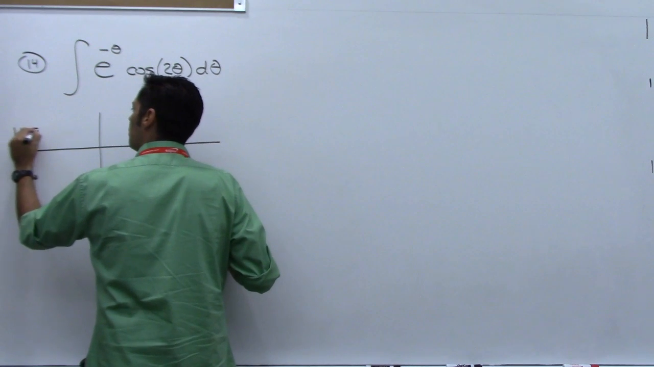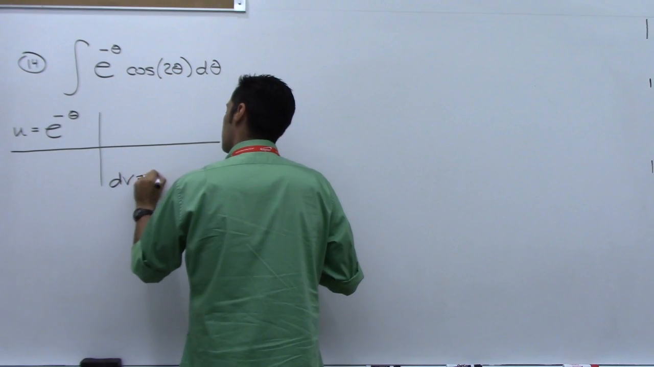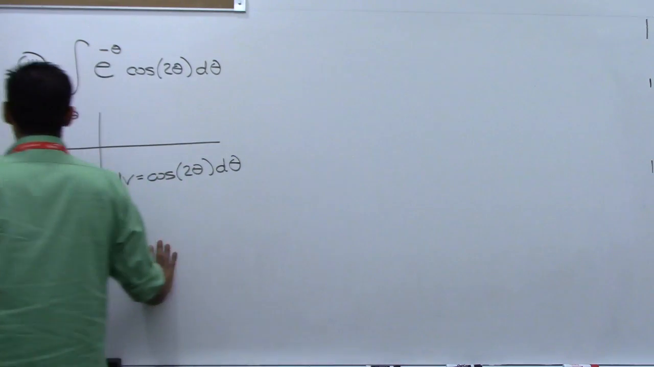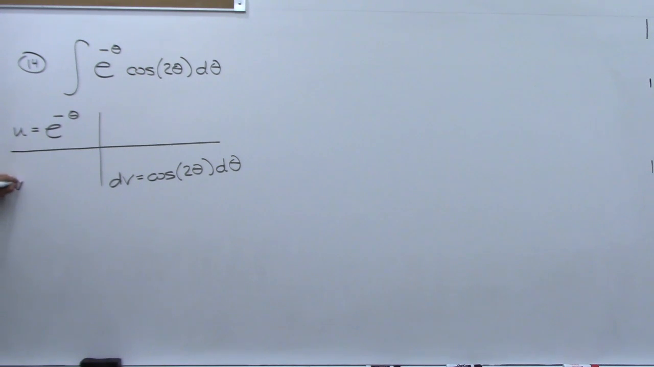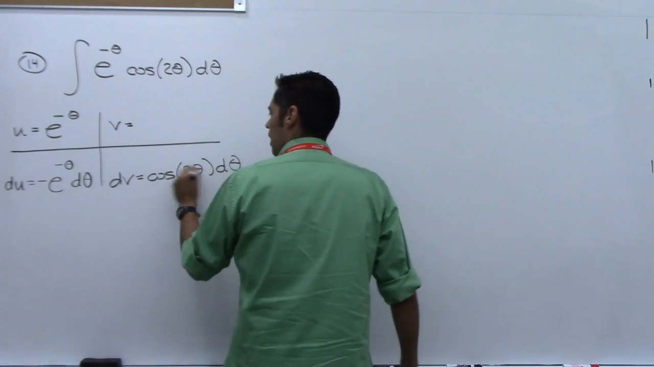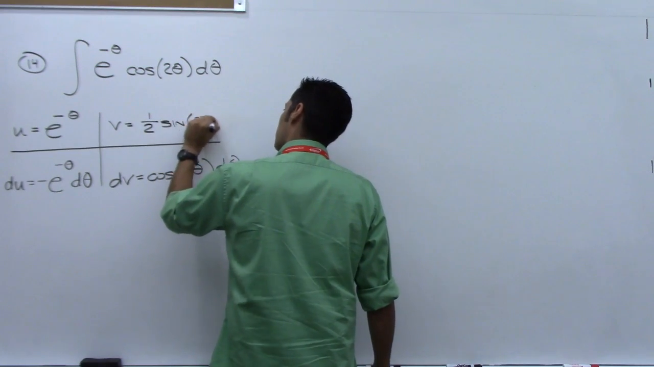U is equal to e to the negative theta. dv is everything that's still here, cosine 2 theta d theta. The derivative of u is negative e to the negative theta d theta. And that's because derivative of e to the negative theta is itself, but then derivative of negative theta is -1. Antiderivative here, accounting for that 2 in there, we have 1/2 sine 2 theta.